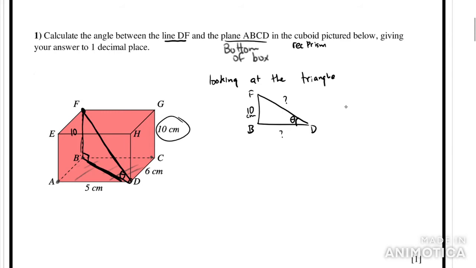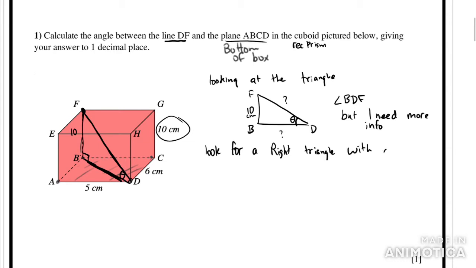This question is actually asking me to solve the angle BDF, but I need more info. So my step here is to look for a right triangle with a common or shared side. Now, the problem with this is it's a box. So there's not much I can look for here.